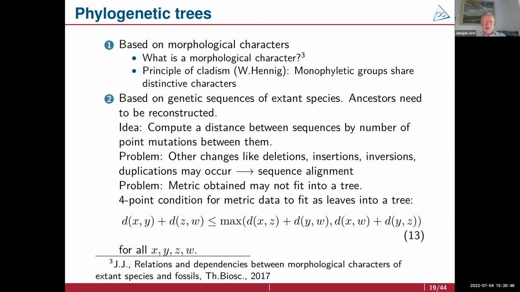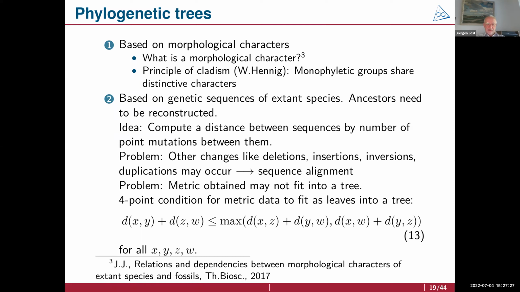Of course, biology is not so neat. There are also other changes. Entire regions could be deleted. Regions could be inserted. The ordering of a sequence could be inverted. There could be duplications and so on. And so that was a basic problem for bioinformatics in the beginning, but the so-called problem of sequence alignment then was solved. But even if you have such a metric, even if you have such a distance, then the data may not fit into a tree.